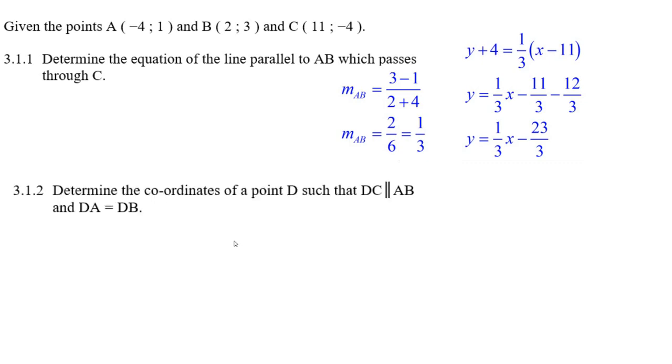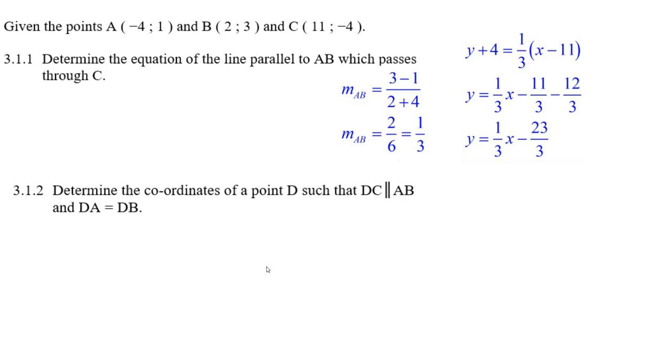Okay, let's try the next question. Determine the coordinates of a point D such that DC is parallel to AB, but DA is equal to DB. Ooh, this looks like a little bit more work. Okay, a point such that DC is parallel to AB.